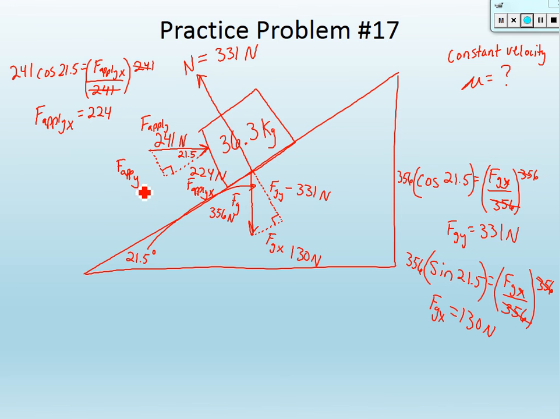Now let's figure out what force applied in the y is. So it looks like it's opposite. So I'm going to do sine of 21.5 is equal to force applied in the y divided by the hypotenuse, 241. Times both sides by 241. It cancels out on the right. So 241 times the sine of 21.5 is equal to 88 newtons. So this one is 88 newtons.